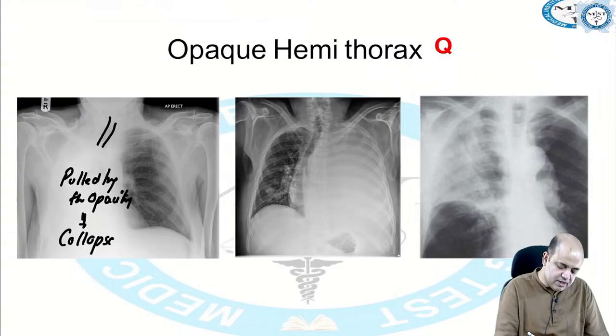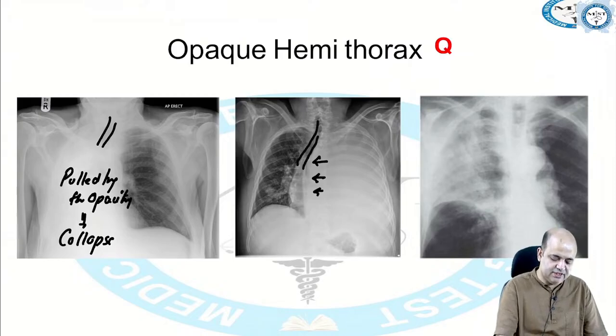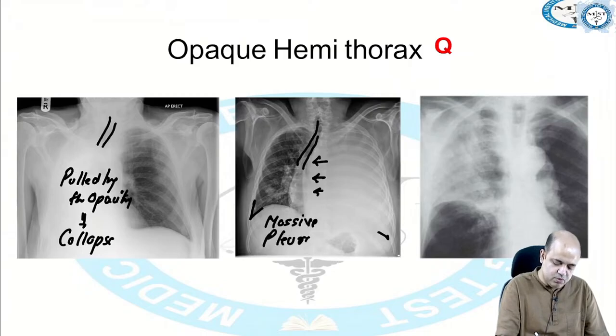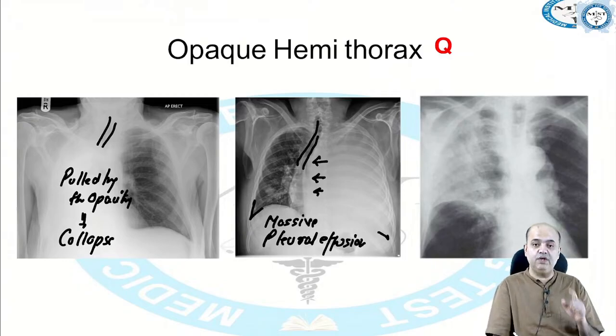And if there is a push on the trachea and the mediastinum, and we see the CP angle over here, the CP angle is blunted over here. This is a massive pleural effusion. This is a case of a massive pleural effusion.